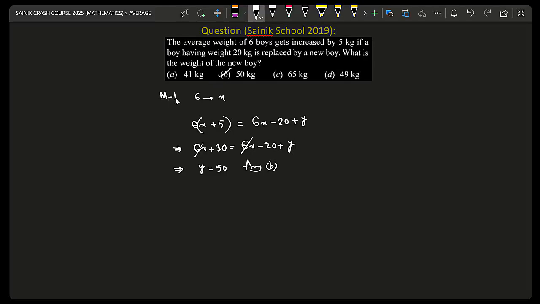So along with this method, yes, Amshuman. Sir, I'll tell the simplest method. Yes, you can. Sir, 6x plus 30 is equal to 6x minus 20 plus y. Sir, 30 is equal to y minus 20. Sir, transpose minus 20. Yeah, you get the same thing by cancelling 6x.